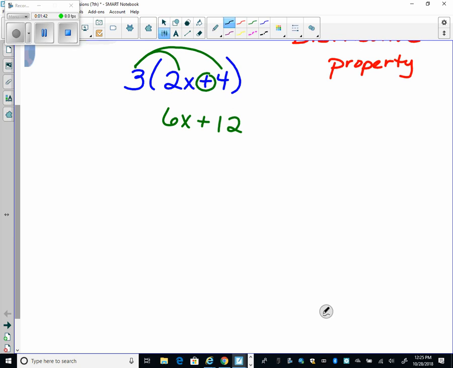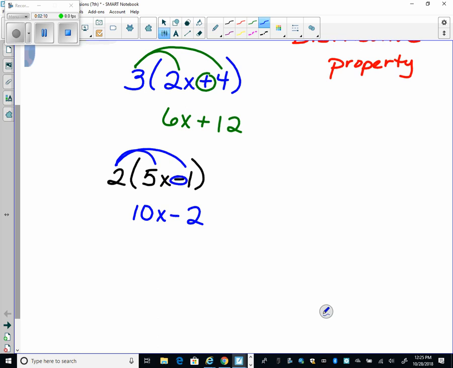Another example that we will see, maybe I have 2 outside the parentheses, and I have 5x minus 1 inside the parentheses. Again, to expand or distribute, you take what's outside times the first term. So 2 times 5 is 10. Drop down your x. And then you're going to do 2 times the second term. So 2 times 1 is 2. In this case, we had a subtraction sign, so we are going to drop down subtraction. And then that will be our expression.